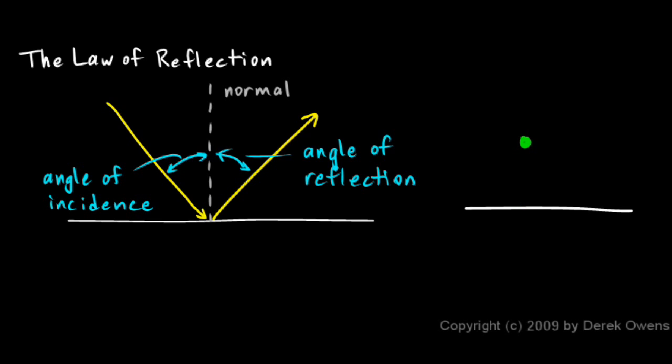If you throw a tennis ball straight at the wall, it's going to bounce straight back. And if you throw it at a very shallow angle, it's going to glance off at a very shallow angle. Light rays work the same way. The angle of incidence equals the angle of reflection.